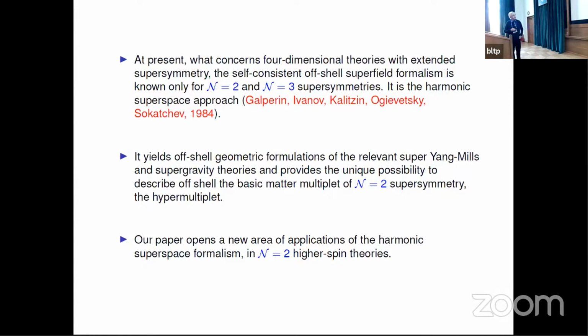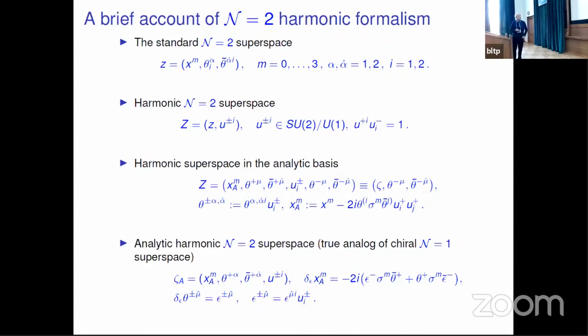And using this approach, it was possible to construct super Yang-Mills theories, supergravity theories off shell, and also, maybe more importantly, to present the first known off-shell formulation of the basic multiplet of N=2 supersymmetry, the so-called hypermultiplet. And this paper, our new paper on which my talk is based, just opens a new domain of application of the harmonic superspace approach, just in N=2 high-spin gauge theories. And firstly, I recall some basic facts about N=2 harmonic formalism. The standard N=2 superspace is the following manifold.